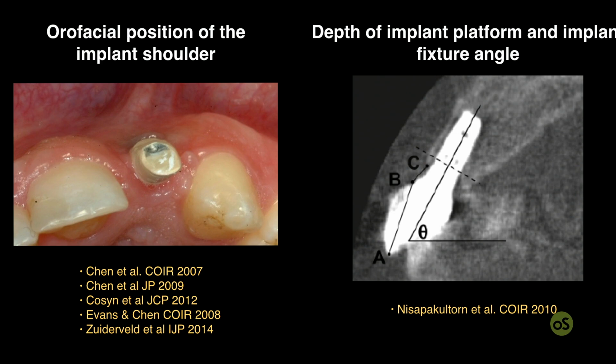And this bad implant position regards the oro-facial position of the implant shoulder, which means that most of the time it is the angulation of this implant that is wrong. And this is very, very frequent in the situation in which the implant is placed in the immediate post-extraction socket, because the tendency obviously is to displace our implant head in a more palatal position with respect to the socket and to use too long implants.